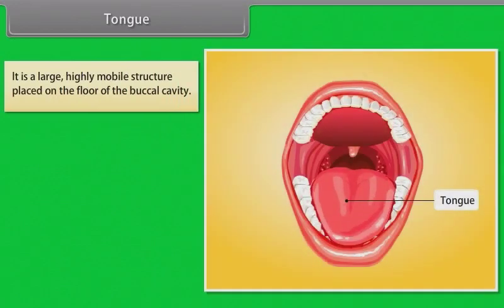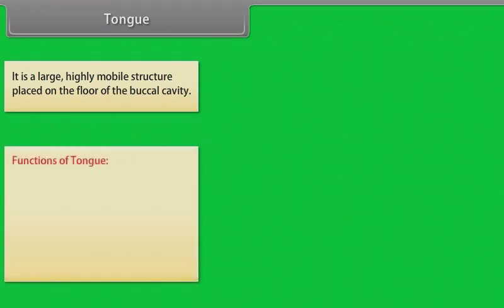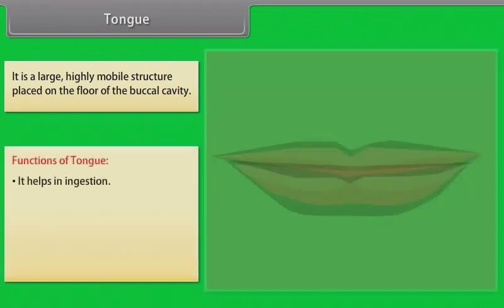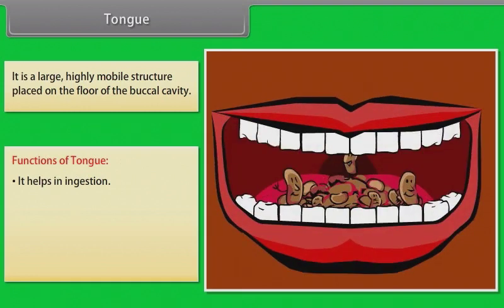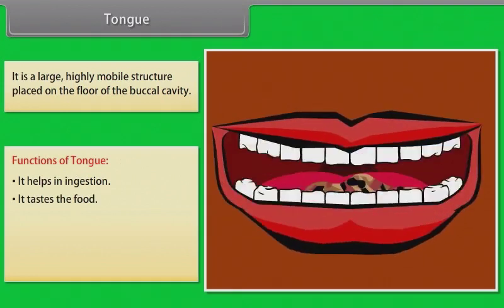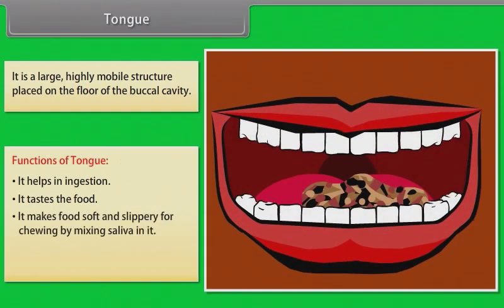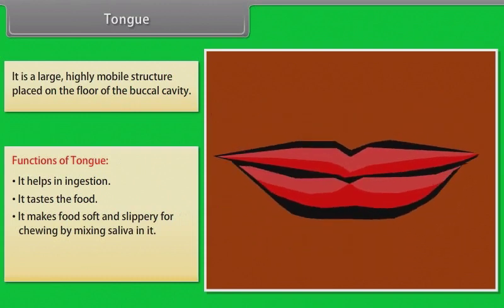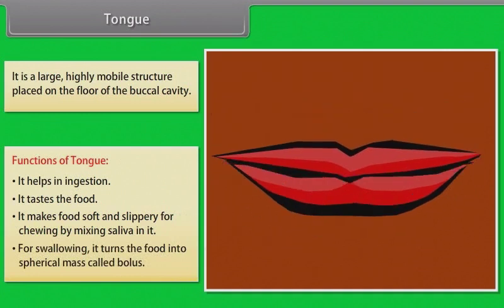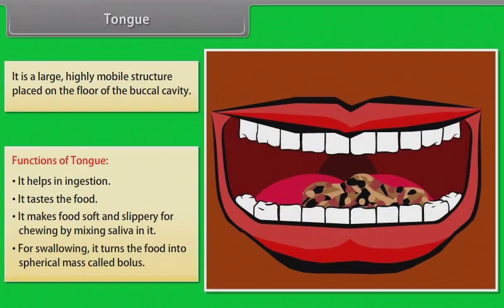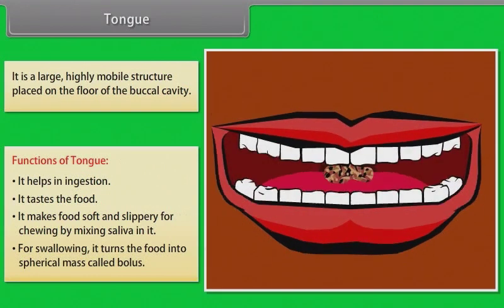Tongue. It is a large, highly mobile structure placed on the floor of the buccal cavity. Functions of the tongue. It helps in digestion. It tastes the food. It makes food soft and slippery for chewing by mixing saliva in it. For swallowing, it turns the food into a spherical mass called a bolus.